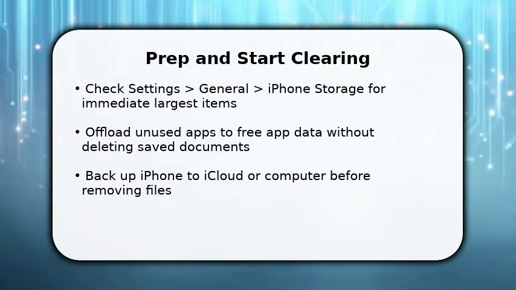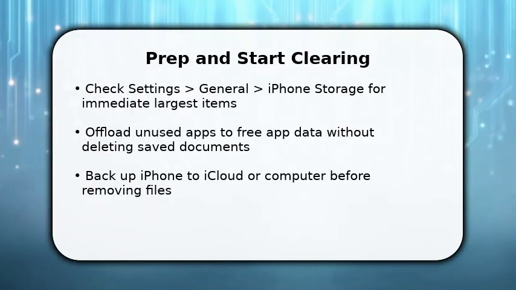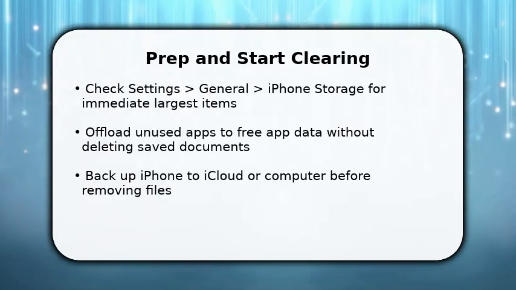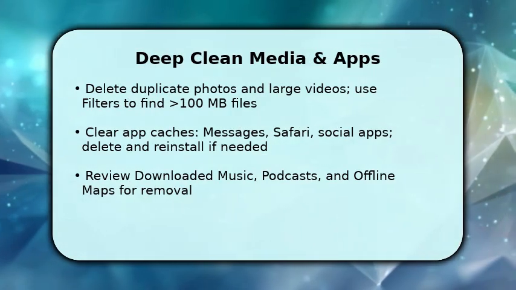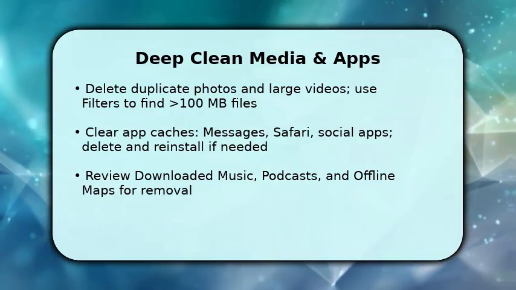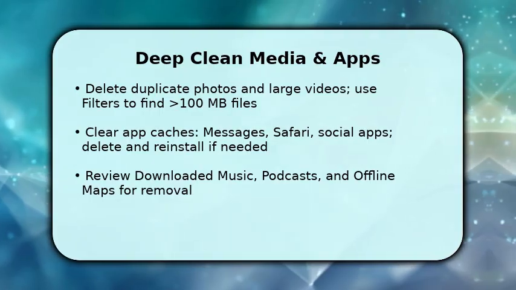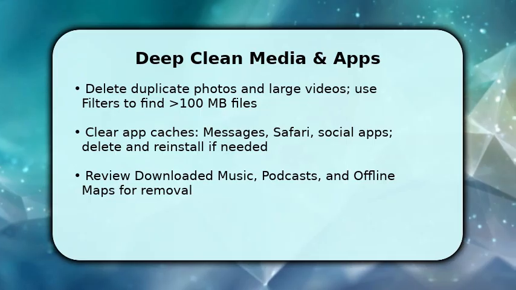This first pass removes obvious heavy apps and media fast and sets safe restore points so you won't lose anything important. You'll target media and caches next. Open Photos and use large attachments or filter by size to delete videos over 100 MB. Then check Messages, remove big threads or attachments. Long press and delete or use Edit to select multiple.